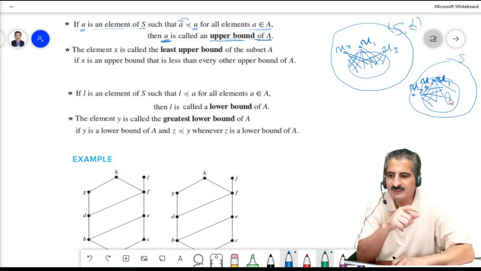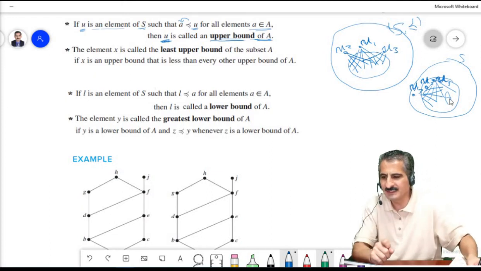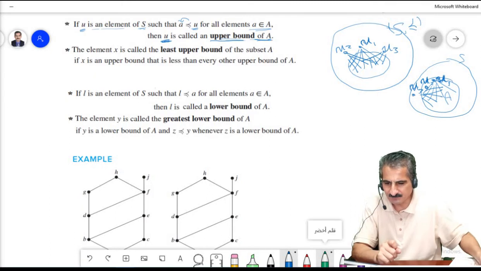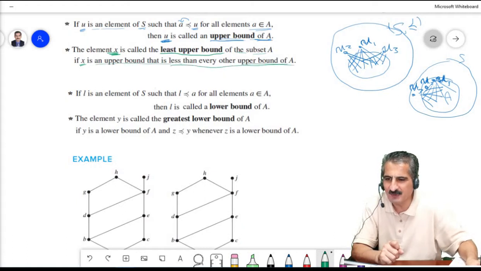Now, if we take the smallest one, the smallest upper bound, which we will call the least upper bound. Now, this is the idea here. The least upper bound of a set A, we will call it X, if X is an upper bound which is less than every other upper bound.